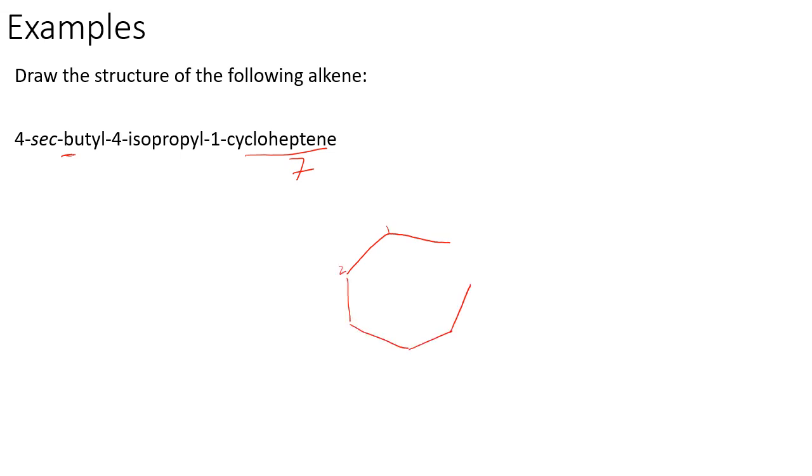So we got 1, 2, 3, 4, 5, 6, 7. And this one does say 1 cycloheptene. Even if it didn't and it just said cycloheptene, we still would assume that between position 1 and 2 is where our double bond is. And then coming off of position 4, we can use the abbreviations for these, or we could draw them out. We can write Bu superscript s for sec-butyl, and we can write Pr superscript i for isopropyl.